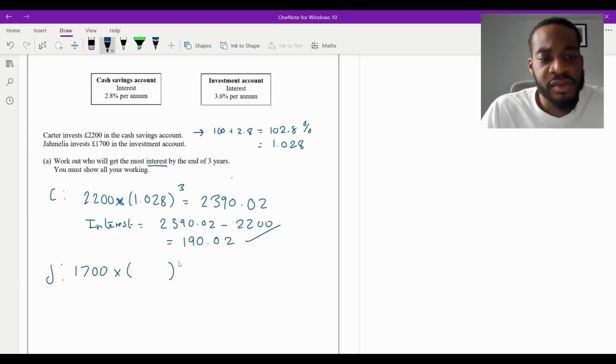Multiply that to the power of 3. The interest rate for the investment account is 3.6%. So remember, that's going to be 103.6 overall. Divide that by 100 and it's going to be 1.036. So that's what we're going to multiply by. So that will go there.